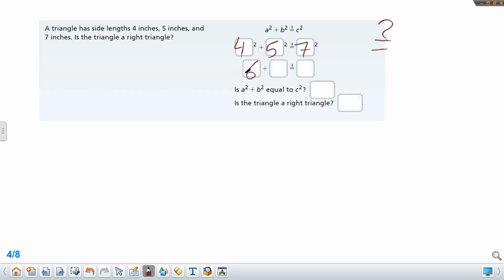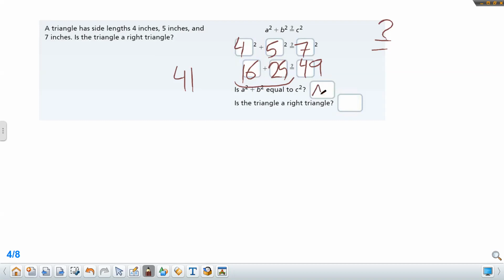4², which is 16. 5², which is 25. But 7², which is 49. Here is A² plus B² equal to C²? Add 16 and 25, which are 41. Is 41 equal to 49?